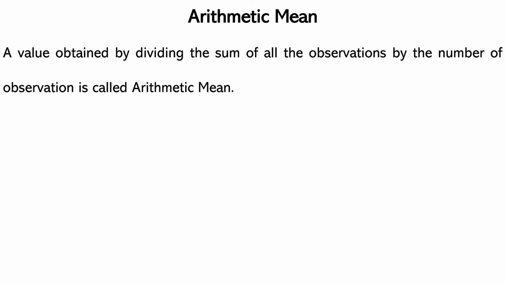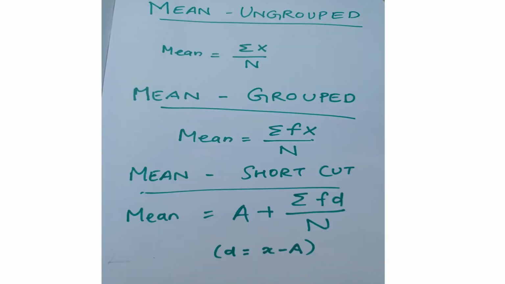Here I've given a simple explanation: a value obtained by dividing the sum of all the observations by the number of observations is called the arithmetic mean. You don't have to go deeply into the definition. Again, I'm saying, through practical problems you will understand it. These are the formulas to calculate arithmetic mean.